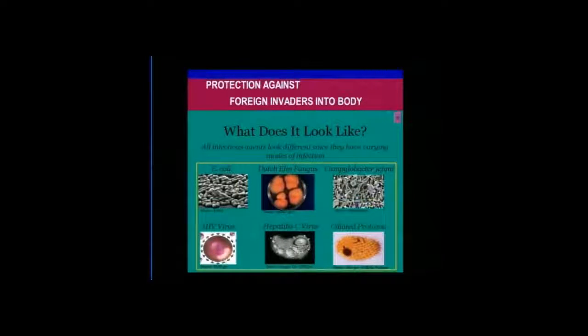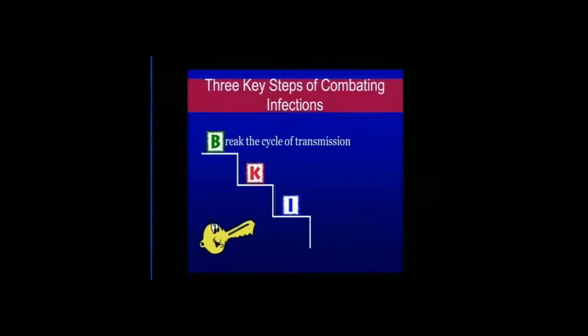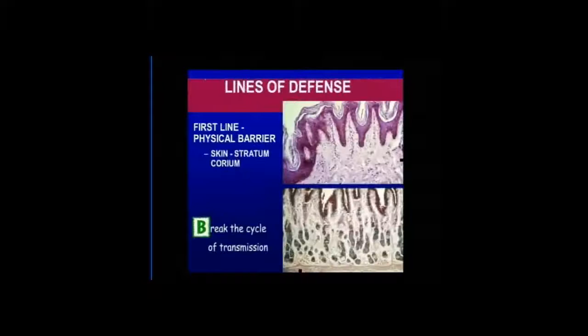And here we can see some of the types of things that would like to live in us. Here's HIV, there are viruses, fungi, E. coli, protozoa, and different ones that are ready to get you. Actually, they're just looking for a home, just like you are. And if you want to combat infection, there are three basic things, and you probably already know these. One, you want to break the cycle of transmission. Two, you want to kill the infective agent. And then you want to increase the host immunity. Those are the three things that we want to do to combat infection.